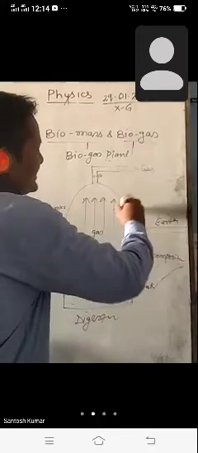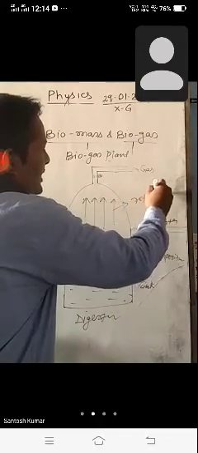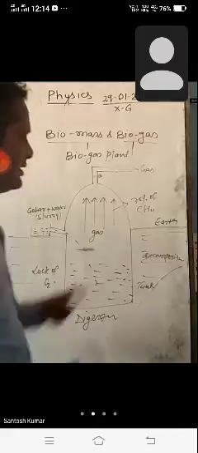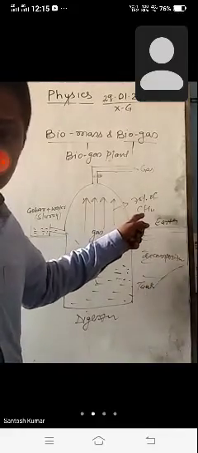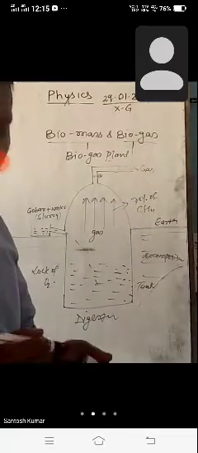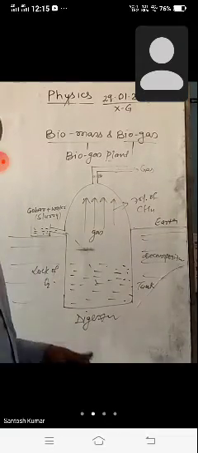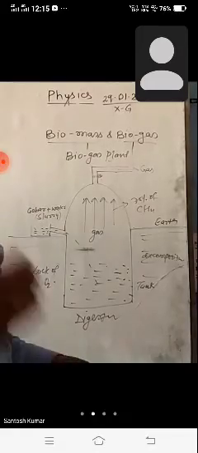This gas contains 75% of methane, which can be used as an ideal fuel, and this fuel is taken out through the pipe and can be used for domestic purposes or in our kitchens for cooking food.